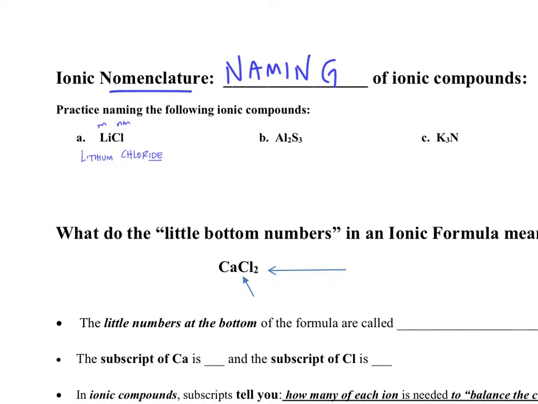Okay. In my second one, I've got aluminum and sulfur. So identify your metal. My metal is aluminum. My nonmetal is sulfur. So the full name of the metal, aluminum. And instead of sulfur, I need to add IDE. So I lose the ending UR and I add IDE, sulfide.